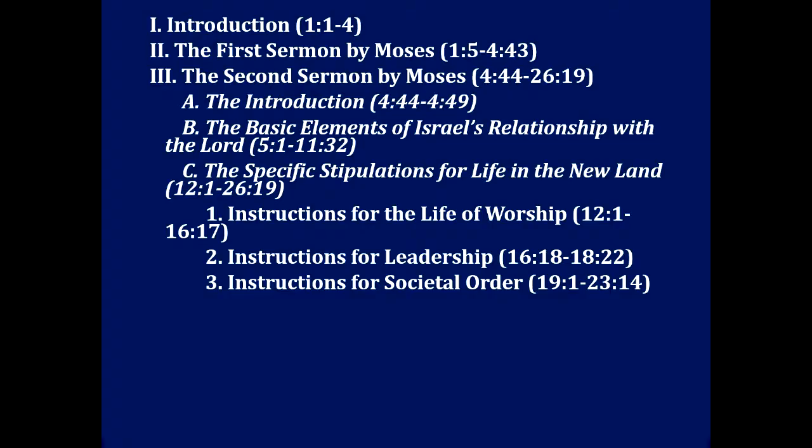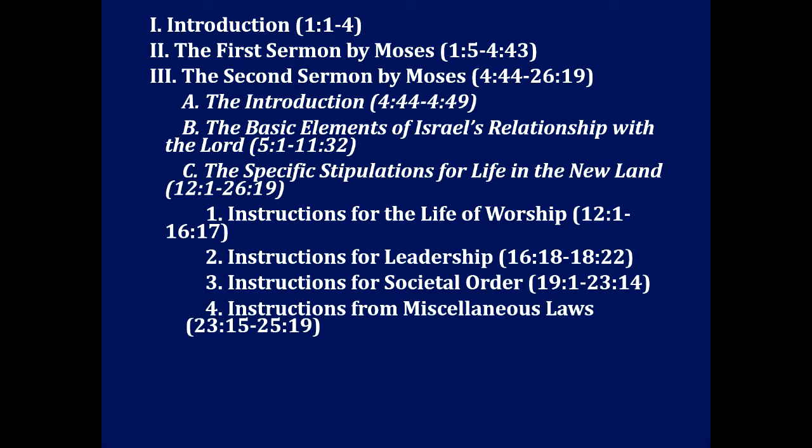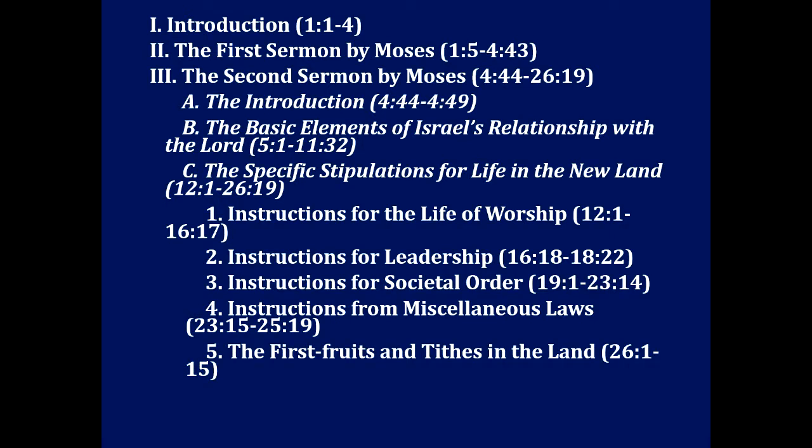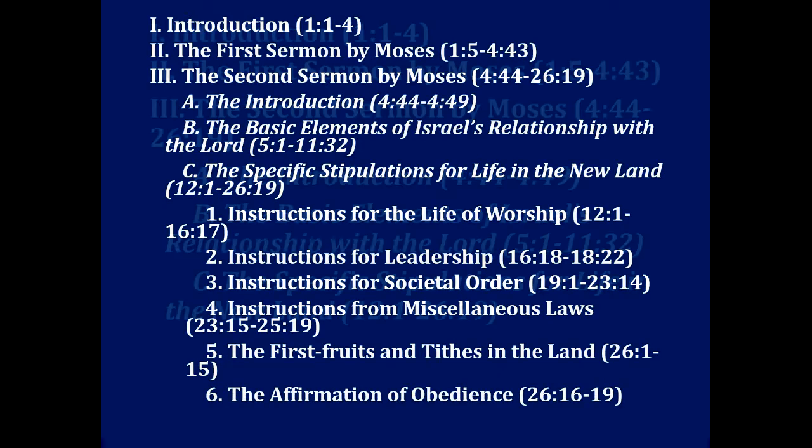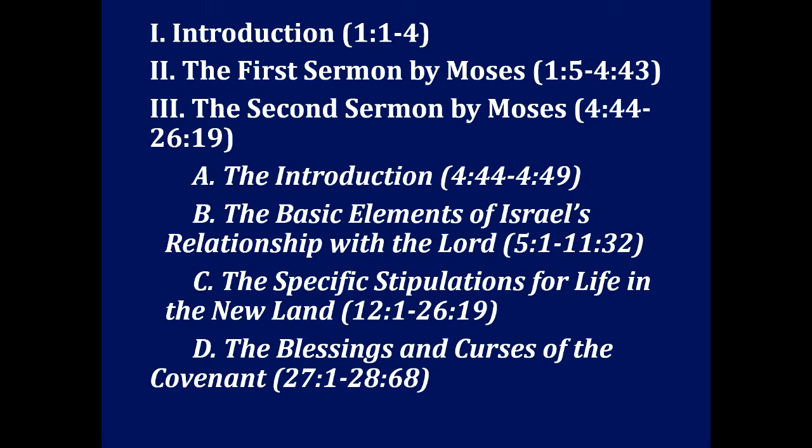So this was the instruction, chapter 17, as far as leadership goes. The heart of it is in chapter 17. Instructions for societal order, 19:1 through 23:14. Instructions for miscellaneous laws, 23:15 through 25:19. The first fruits and tithes in the land, 26:1 through 15. The affirmation of obedience, 26:16 through 19. And then we have the blessings and the cursings of the covenant, 27:1 through 28:68.